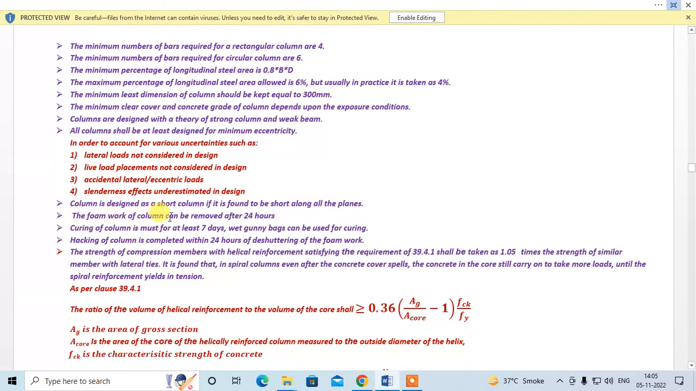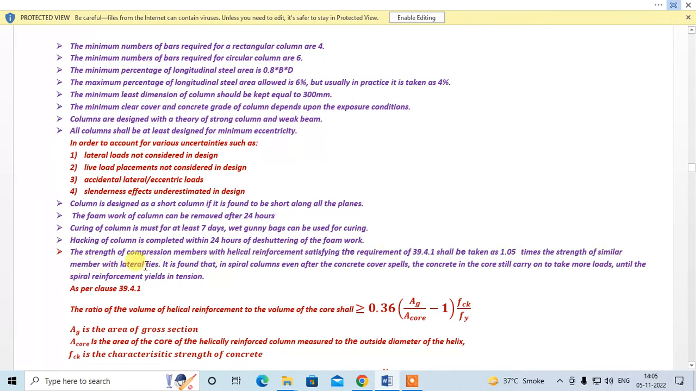The formwork of the column can be removed after 24 hours. Curing of column is a must for 7 days. Wet gunny bags can be used for curing. Hacking of column is completed within 24 hours of deshuttering of the formwork. The strength of the compression member with helical reinforcement satisfying the requirement of 39.4.1 shall be taken as 1.05 times the strength of a similar member with lateral ties.